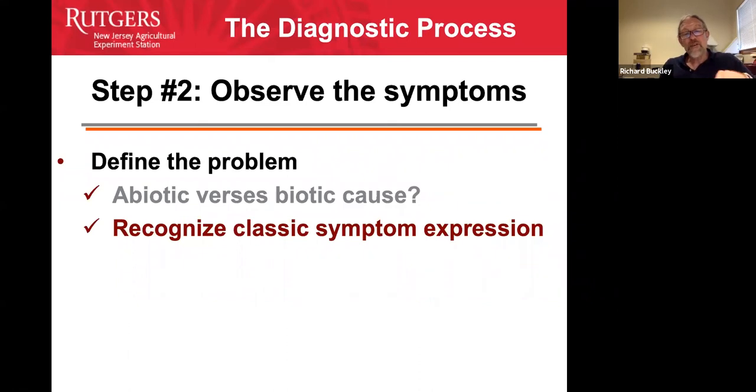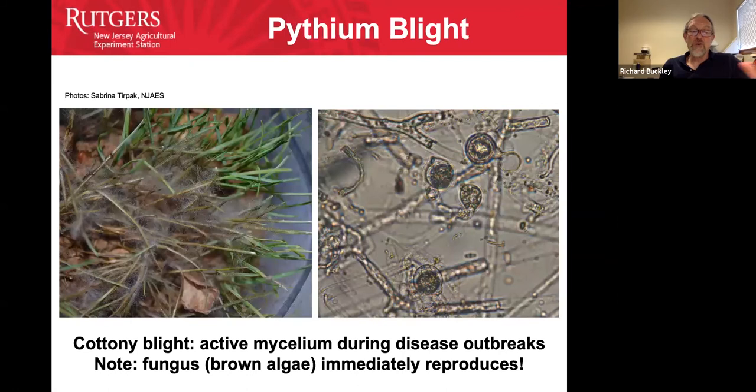We're going to move here to this idea of classic symptoms. I'm going to slow down a little bit to get through this clearly. The question you have to ask yourself is, if I've decided this is a living organism, what are the typical symptoms I'm going to see for each of the different causes: fungus, bacteria, virus, insect? And if I decide it's an abiotic stress factor, what are the typical symptoms I would see from each one of them?